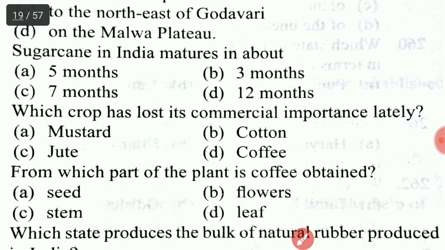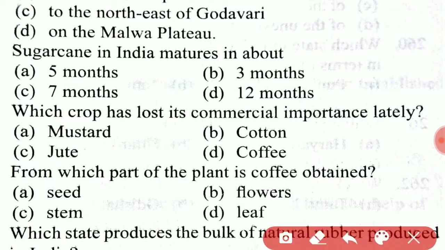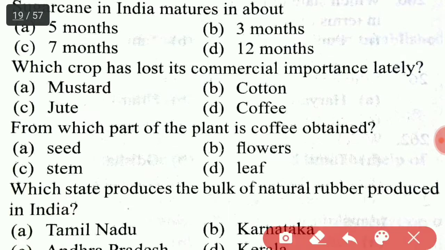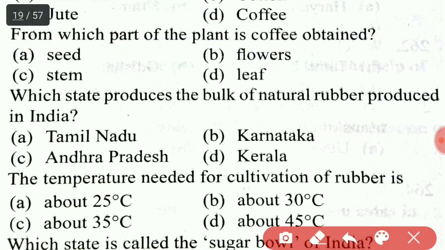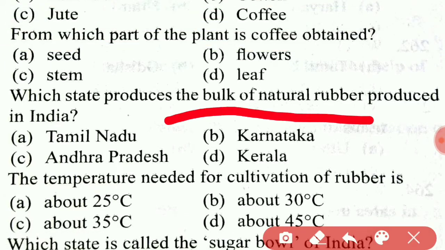Next, which crop has lost its commercial importance lately? The right option is option C, jute. Next, from which part of the plant is coffee obtained? The right option is option A, seed. Next, which state produces the bulk of natural rubber produced in India? The right option is option D, Kerala.